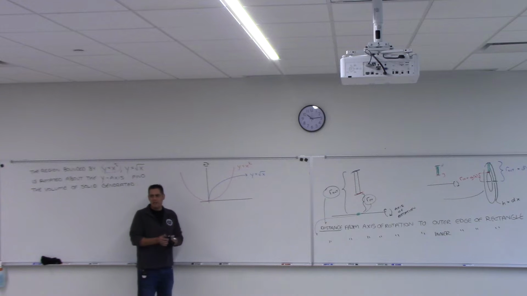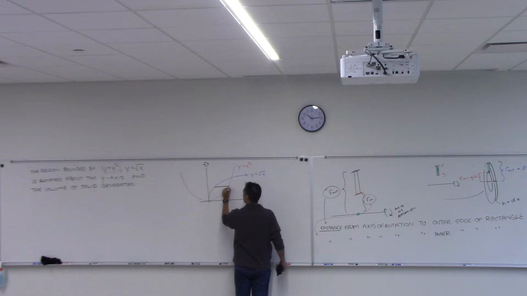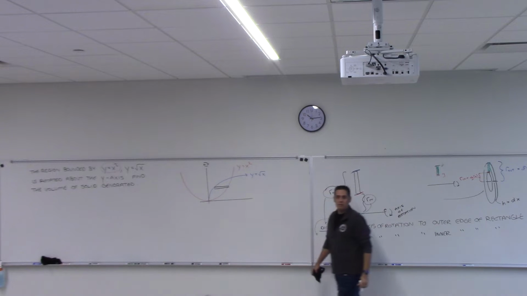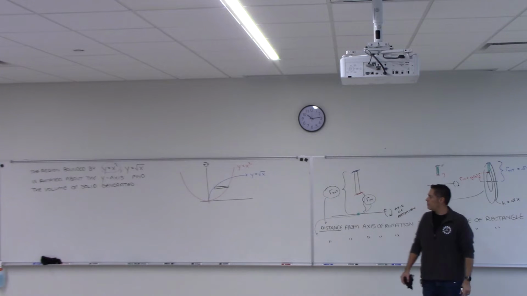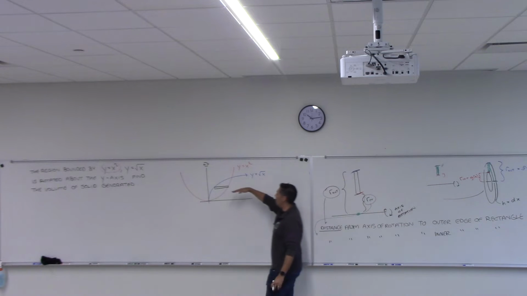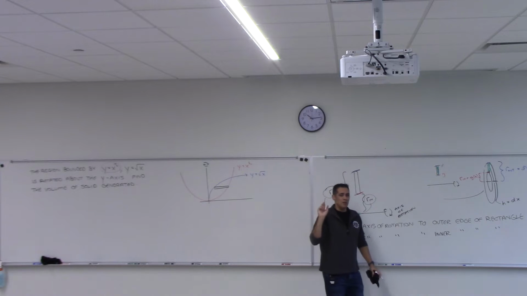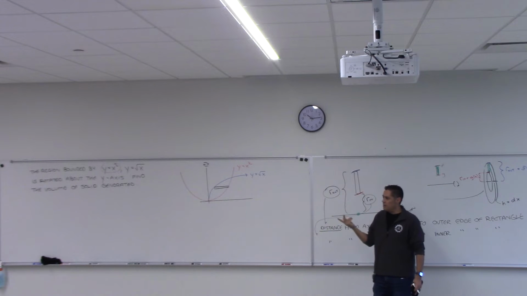Now we'll talk about that. 7.3 is how we can, don't worry about it. Let's turn the rectangle sideways and agree that if we wrap this way, we're going to get that washer. Yeah? Now, if I'm going to use a horizontal rectangle, these two cannot be functions of x as they are right now. You have to switch them to functions of y. So how do you do that?